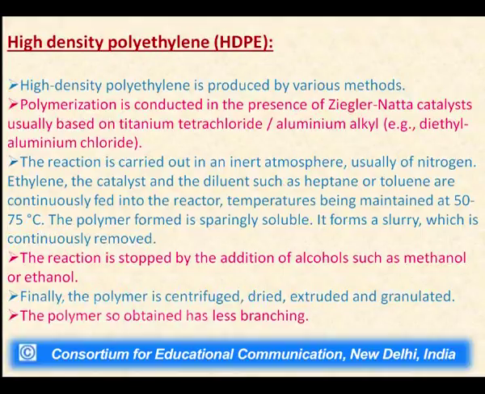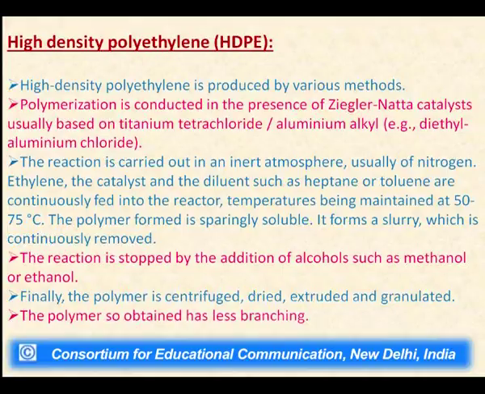Then comes high density polyethylene. The high density polyethylene is produced by various methods. Polymerization is conducted in the presence of a Ziegler-Natta catalyst, usually based on titanium tetrachloride and an aluminum alkyl. For example, diethyl aluminum chloride can be used in the polymerization of HDPE. The reaction is carried out in an inert atmosphere, usually of nitrogen.